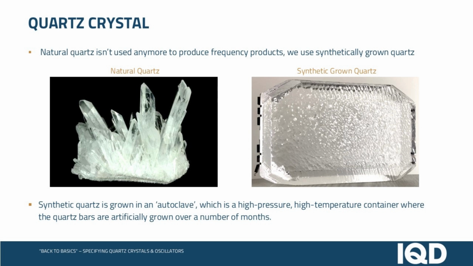As you can see from the two photographs, the photograph on the left is natural quartz. It's the sort of thing you would see in perhaps a jeweler's. The photograph on the right shows synthetically grown quartz and how it comes out of the autoclave. The natural quartz, as you can see, is quite what we call milky colored, and it has lots of impurities which we don't want. And so nowadays we grow the quartz, as per the picture on the right. It's very, very pure, which is what we need.